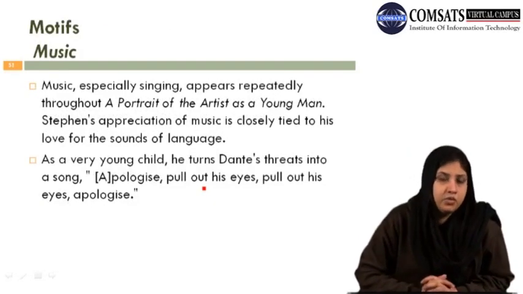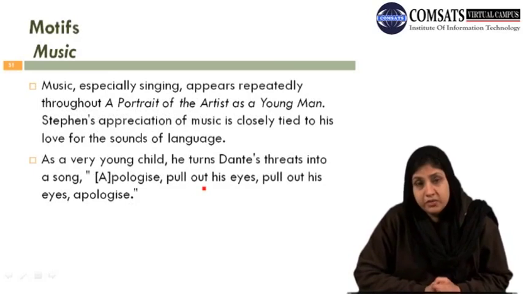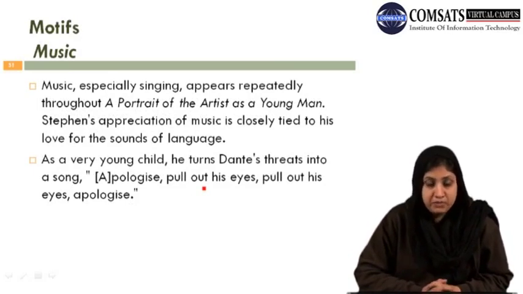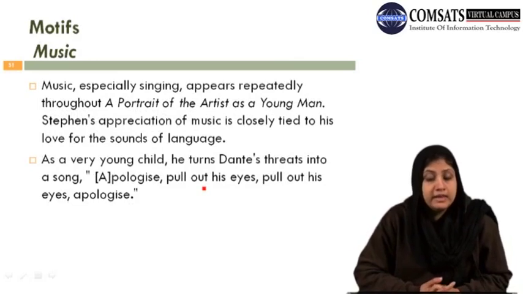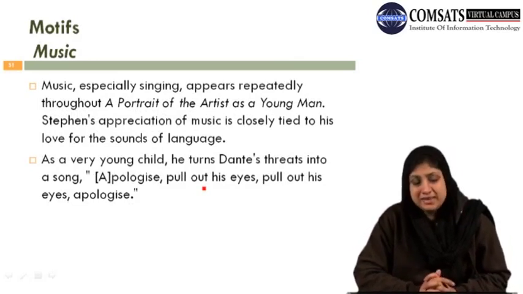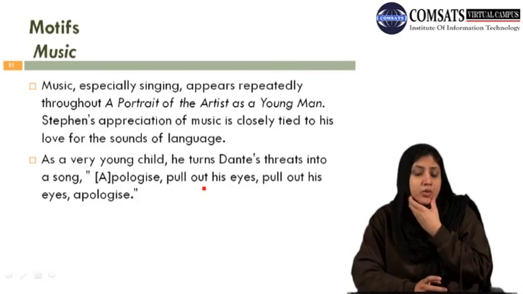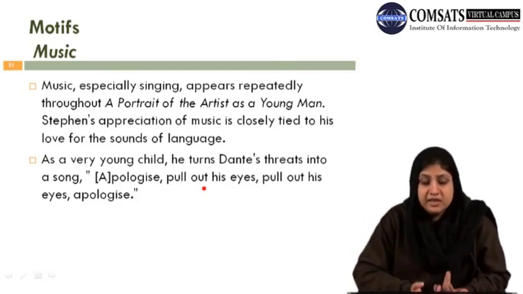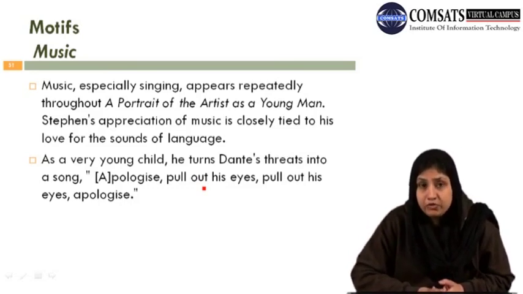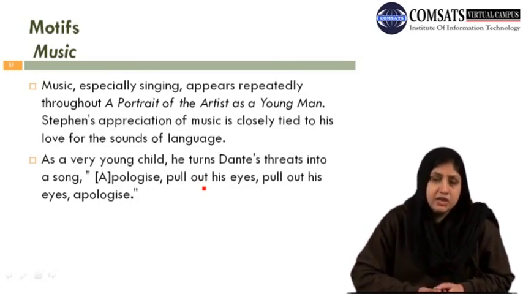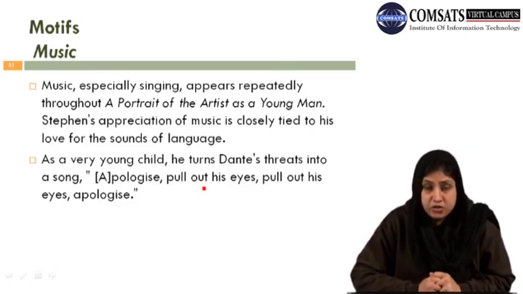And here we start with the motifs now. Music is one important motif used by James Joyce, especially in forms of song in this novel. Music, especially singing, appears repeatedly throughout A Portrait. Stephen's appreciation of music is closely tied to his love for the sounds of language. As a very young child, he turns Dante's threats into a song.